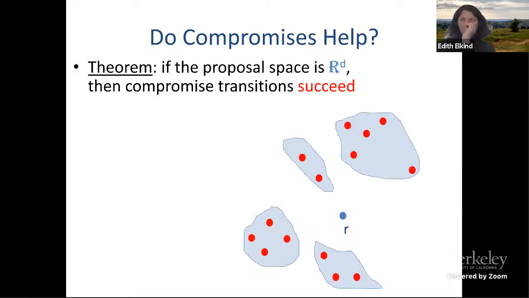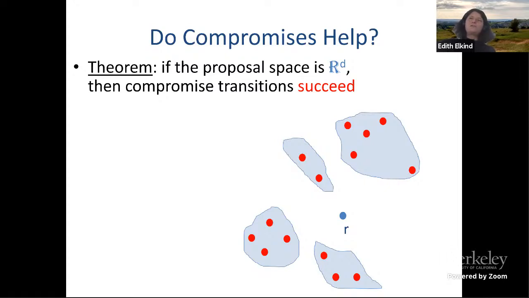Okay, so how powerful are compromise transitions? And here's what I think is kind of the most technically interesting result in this paper. My claim is if the proposal space is R^D, if any point in R^D is a potential proposal, then this 2-way compromise is actually sufficient. So compromises among 2 coalitions can help agents identify a majority supported proposal, or just more broadly, the most supported proposal. Okay, so let me make this claim more formal.